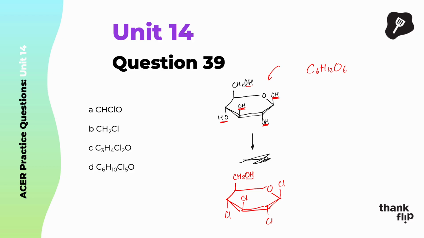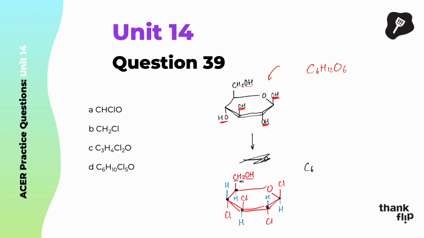I'm also going to draw out now all the hydrogens so we can have an easier time counting. So hydrogen here, one here, and one here. So let's start off by counting the number of carbons. So we have 1, 2, 3, 4, 5, 6. So we have C6. And then we have the hydrogens.